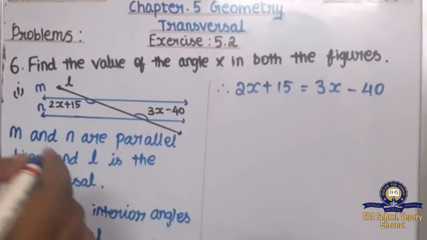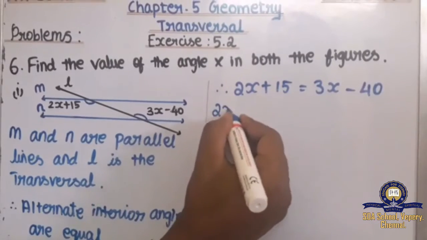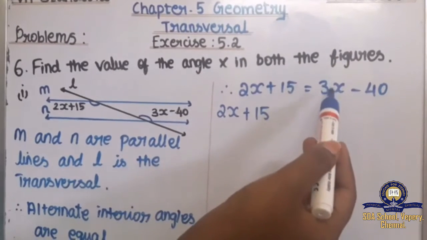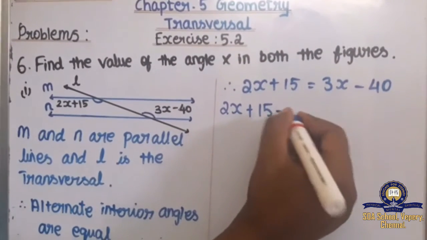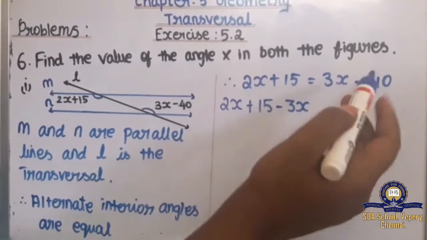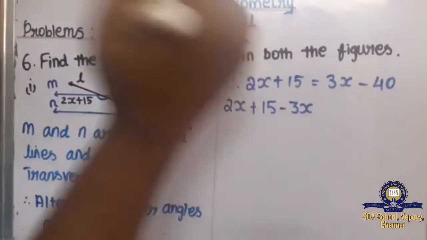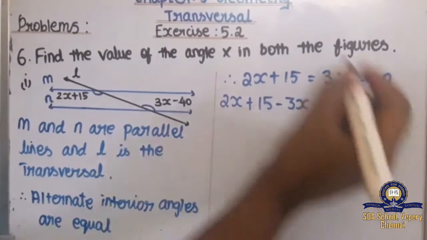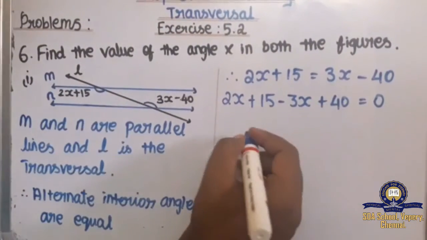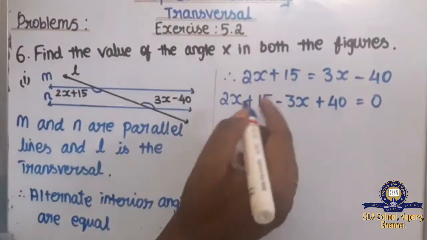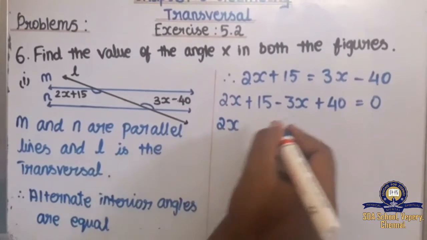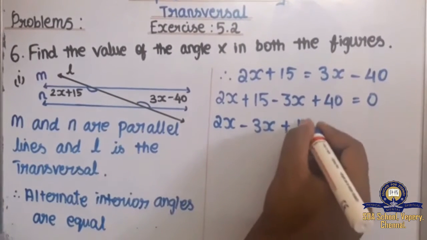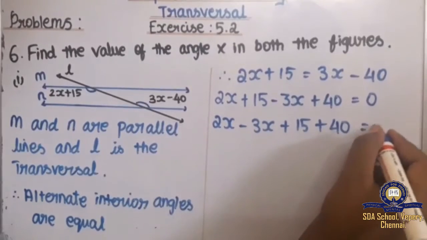First, we need to form a single equation. Therefore, 2x plus 15. Now, 3x is in addition. When it goes to the other side, it will become minus. Therefore, minus 3x, and minus 40. When it moves to the other side, it will become plus 40. Therefore, plus 40 is equal to 0. Now we form the equation. First we write in order: the x values 2x and minus 3x. Next we write the values plus 15 and plus 40 is equal to 0.